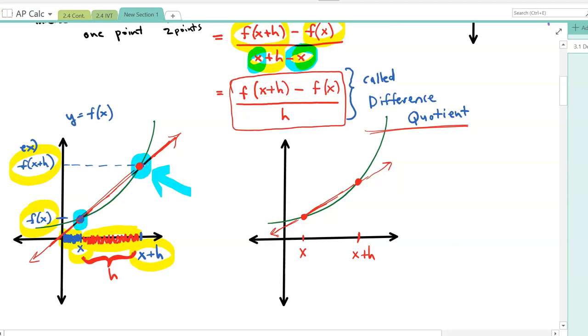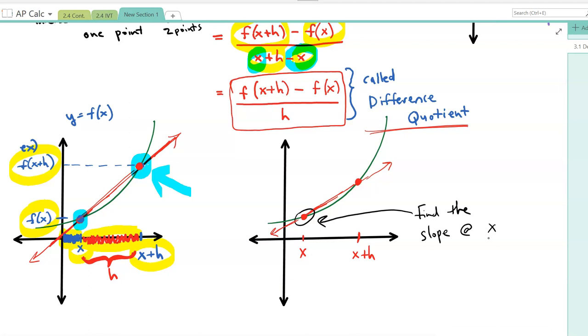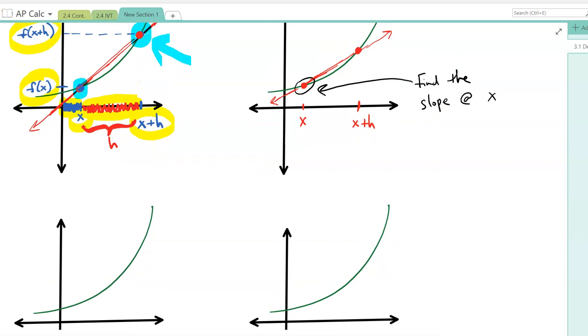So what if I wanted to find the slope at x? Now to find the slope at x, you need two coordinates, right? You need two dots to find the slope. So if I wanted to find the slope at one dot, how could I do that? Well, how about I take the x plus h dot and I move it closer.